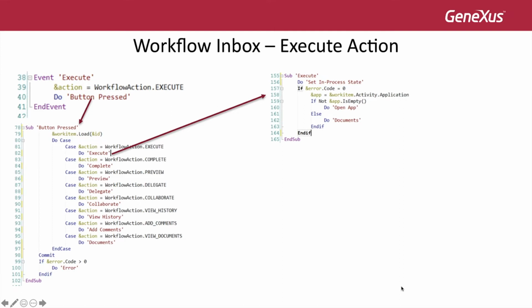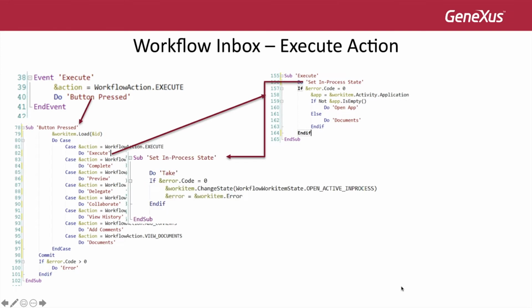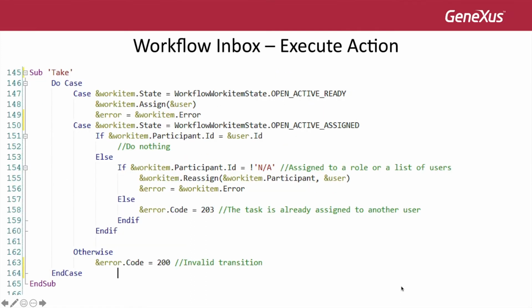In this subroutine, the first thing to do is to set in process the state of the work item, so it's going to execute the do subroutine. In this subroutine, it's going to verify the state of the work item with the workflow work item state. If it's open active ready, which means that it has not been assigned to any user, the first thing to do is to assign the work item to the user who is executing the workflow inbox.